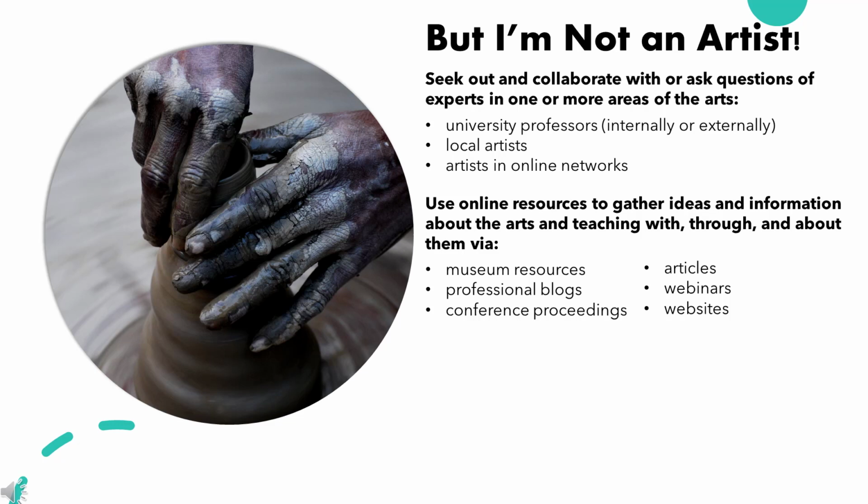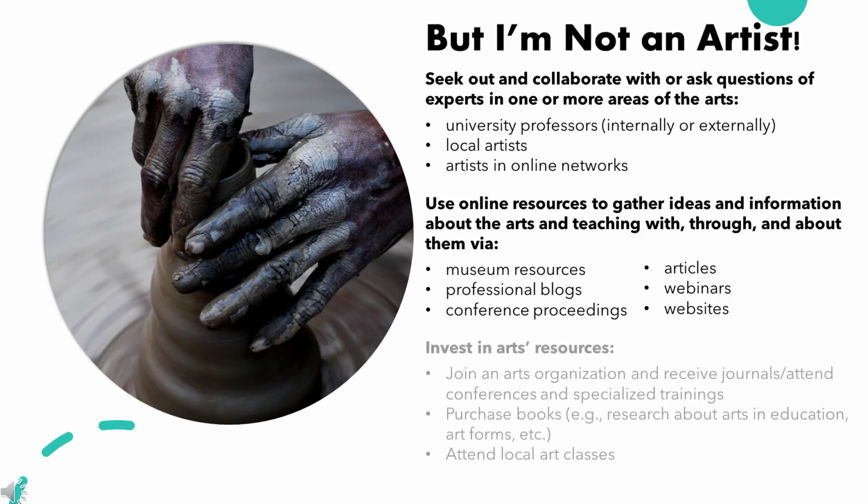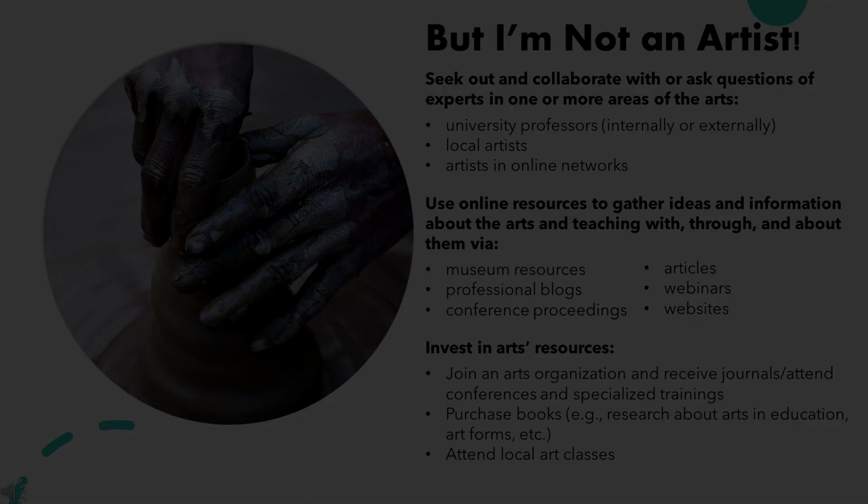So many museums have online resources for educators. There are professional blogs, conference proceeding papers you might be able to get access to or through the library, articles, webinars, and just general websites. It may be worth it to invest in some art resources. Join an arts organization, receive journals, or attend conferences and specialized trainings or webinars. Purchase books, research about the arts and education, art forms, etc., and attend local art classes.